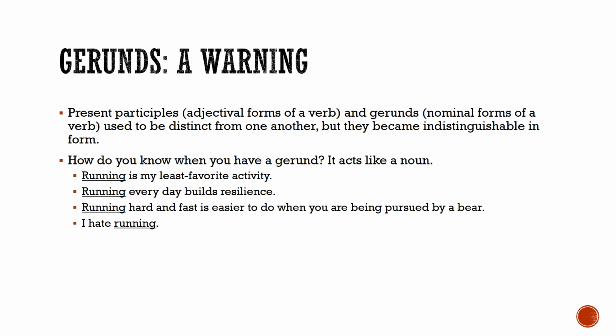So you can have whatever additional phrasal elements that the verb would have in its normal form after a gerund too, just like you do with a participle. But you can also have it wherever else you would have a noun, right? I hate running. I also hate coconut. So coconut is a noun. Running acts like a noun. It's a gerund. So I hope that this helps a little bit.